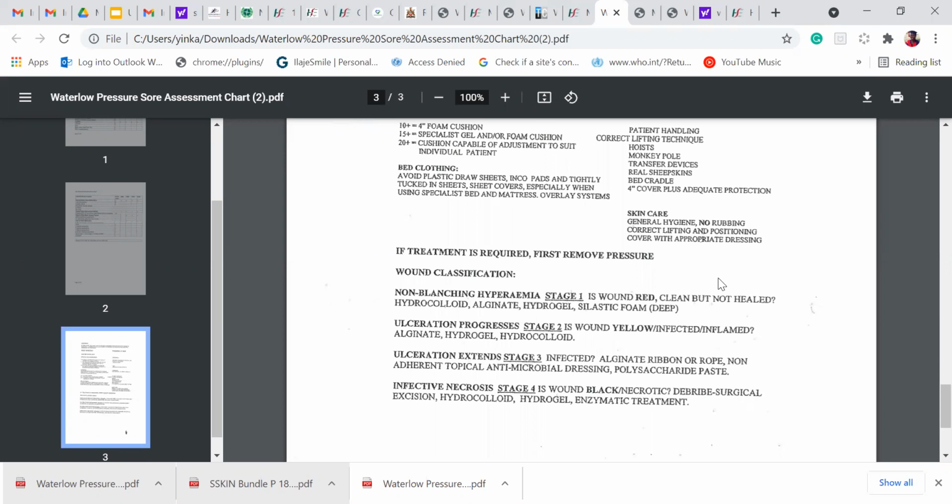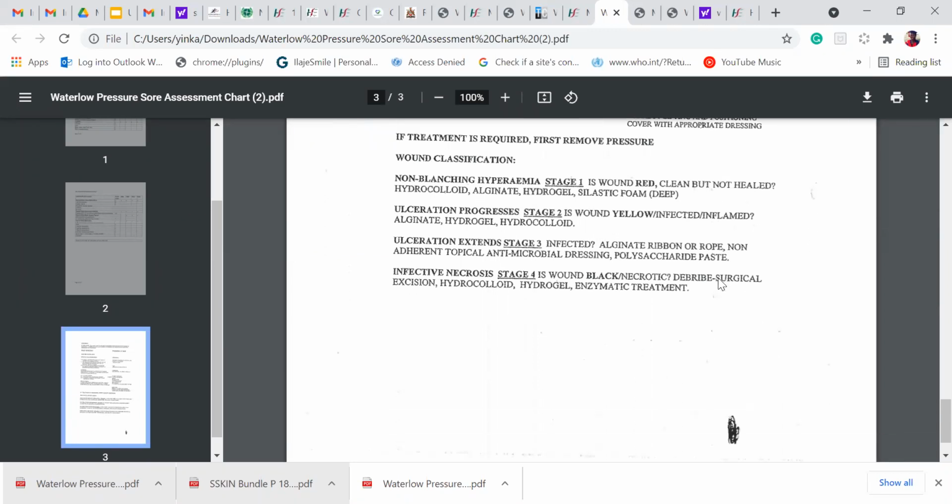And for a wound where the ulceration extends to stage 3 and is infected, then you need alginate ribbon or rope, non-adherent topical antimicrobial dressing. Infective necrosis, which is like stage 4, is where the wound is black or necrotic. So you need a deep surgical excision, hydrocolloid, hydrogel. So these are the different types of treatments.